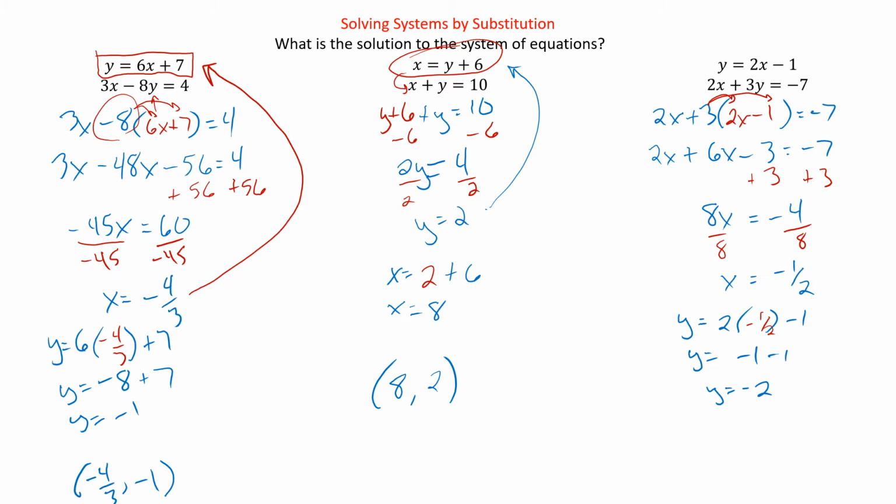Does that work out in the bottom one? So let's see, 2 times -1/2 is -1, plus 3 times -2 is -6, so -1 plus -6 is -7. That works out. So our ordered pair is -1/2, comma, -2.